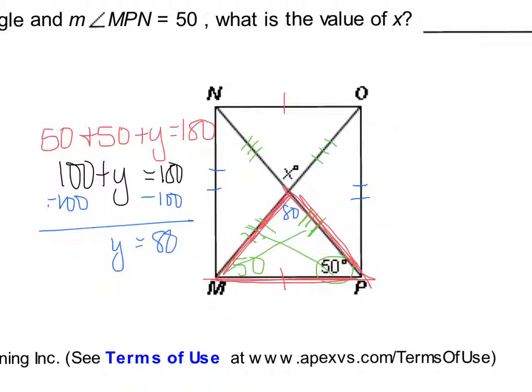You're still probably wondering, well, how does that help me? Well, one of the things we learned was that if this angle is 80, then this angle must be 80 because opposite angles must be congruent. So x must be 80 degrees. Moving on to the checkup.